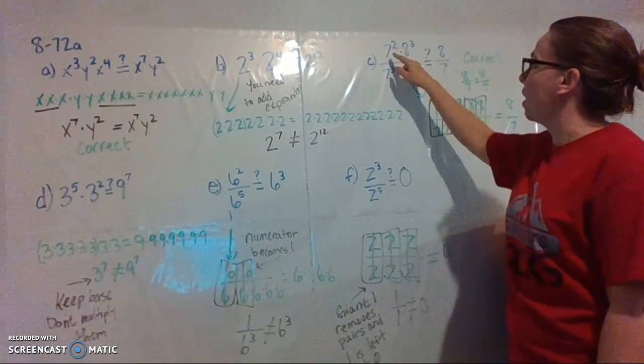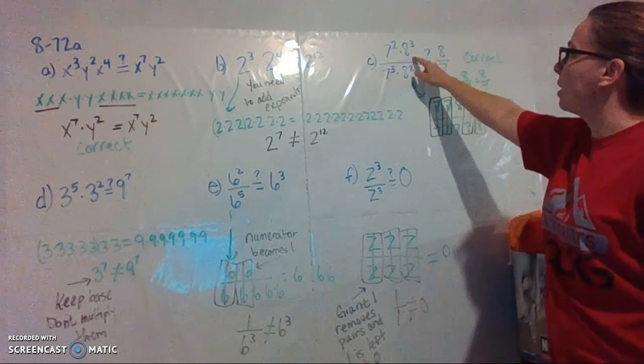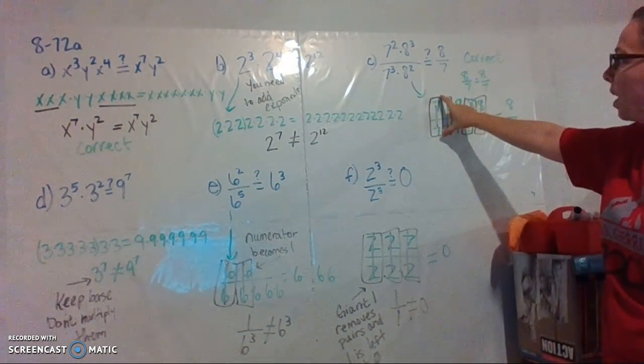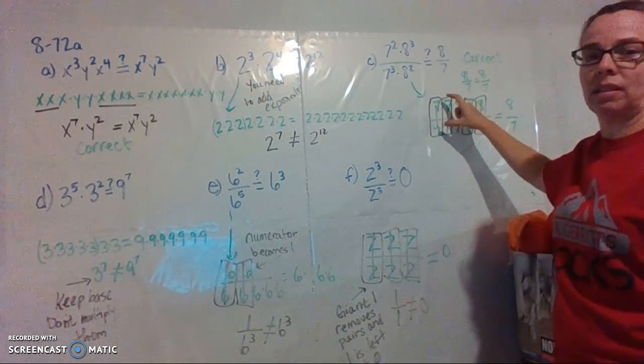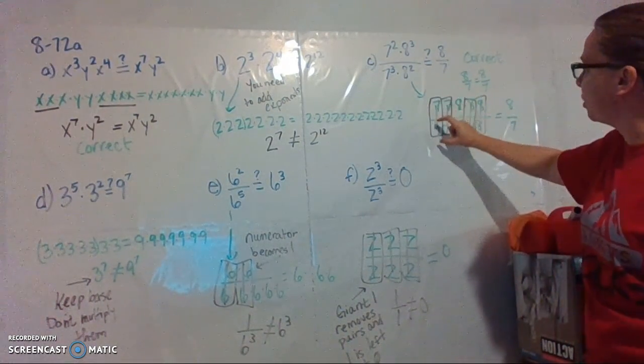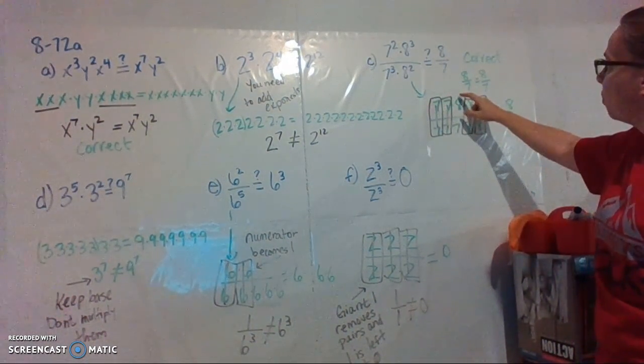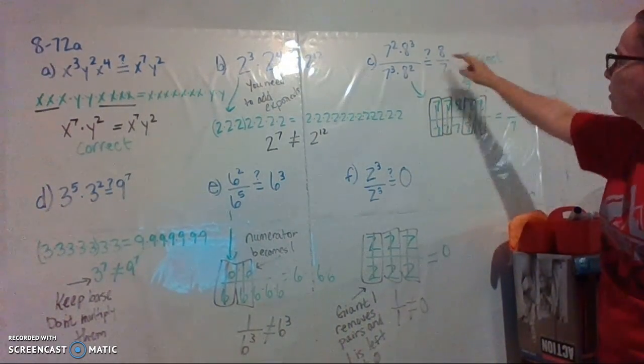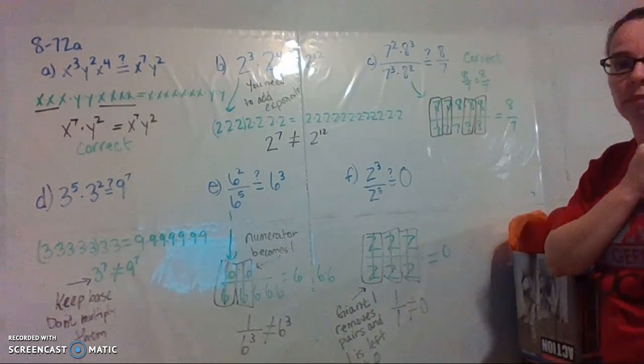Problem C, expanding out, 7 squared times 8 to the third over 7 to the third times 8 squared. Using your giant 1, anything that is the same in the base, numerator and denominator becomes a 1. With that, I'm left with 8 and 7, numerator and denominator. Yes, this one is correct. They're equivalent to each other.